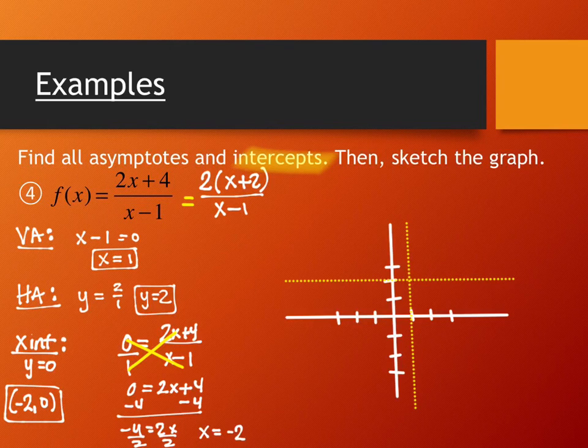Please make sure, just like when we talked about asymptotes, their equations need to say x equal or y equal. When we're talking about intercepts, they are points, which means they need an x-coordinate and a y-coordinate written in parentheses. That is how points are written. So on my graph, I can plot that now. Negative 2, 0. It's right here.